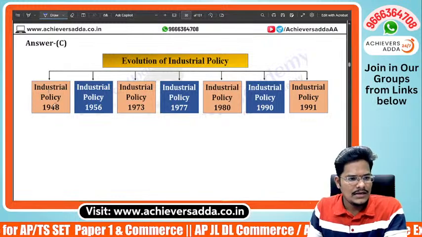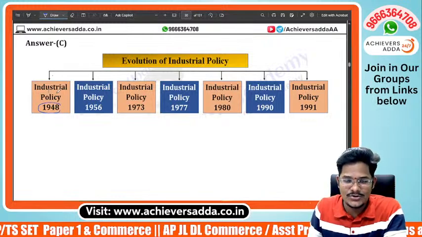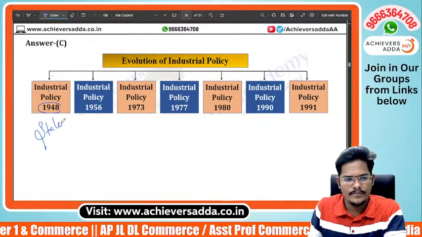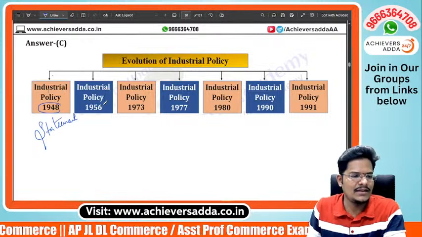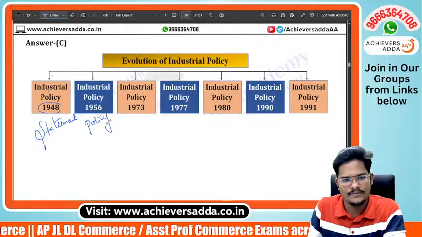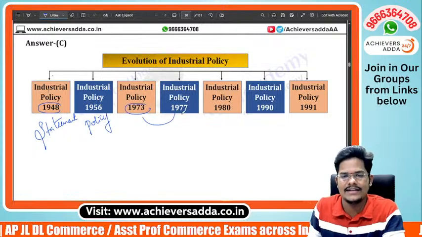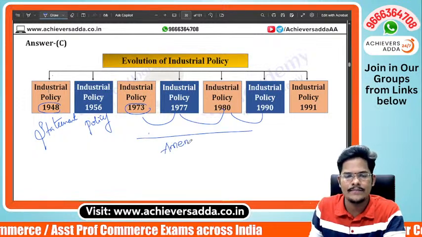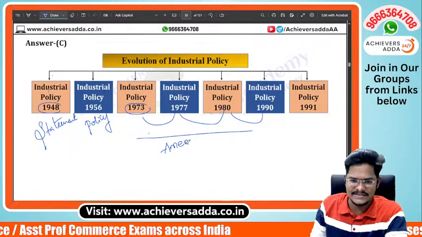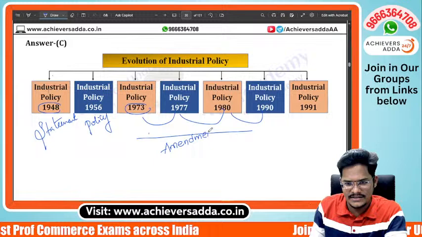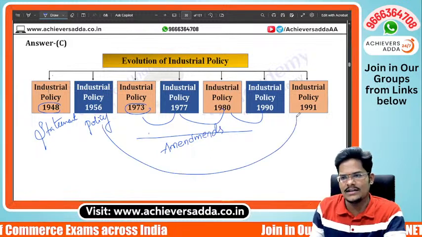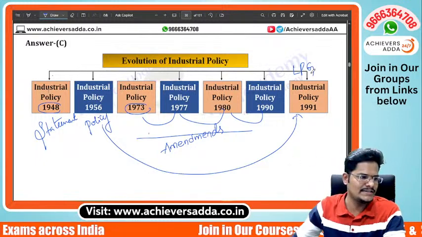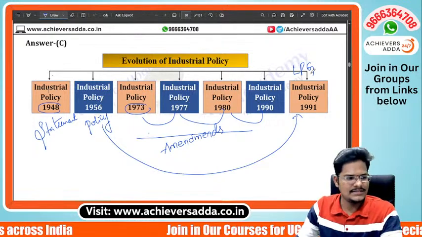So in total, the 1948 industrial policy resolution was brought up, and our industrial policy statement was there. Later, the 1956 policy resolution was introduced. 1973, 1977, 1980 and 1990: these four are just amendments, small changes slowly removing the licensing system. Whereas the full-fledged revised policy is LPG. So a total of 7 phases of industrial policy were there in India.